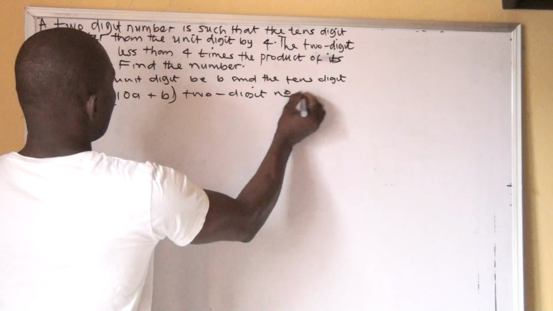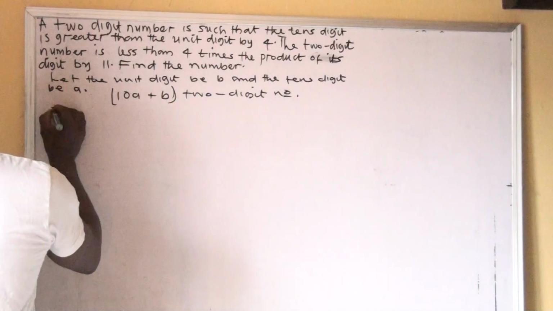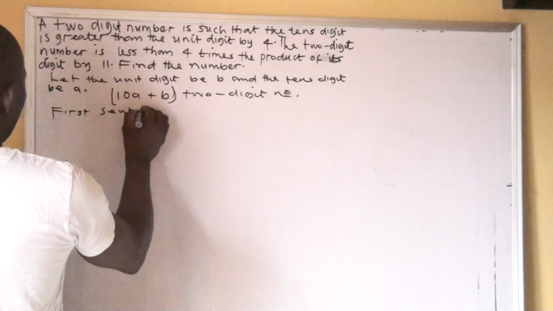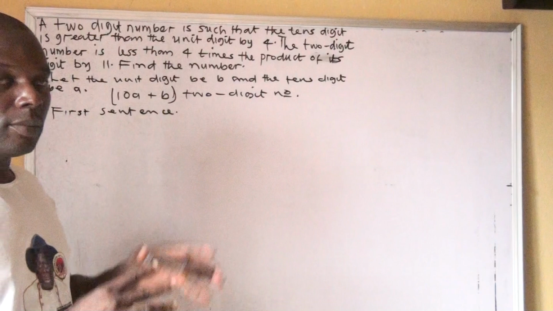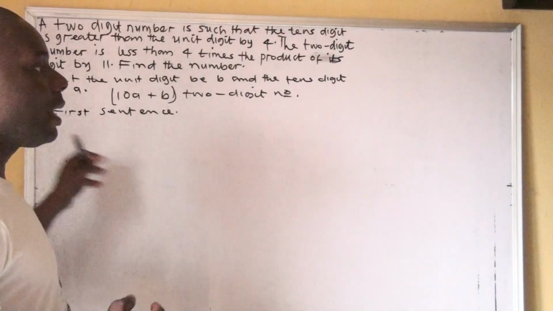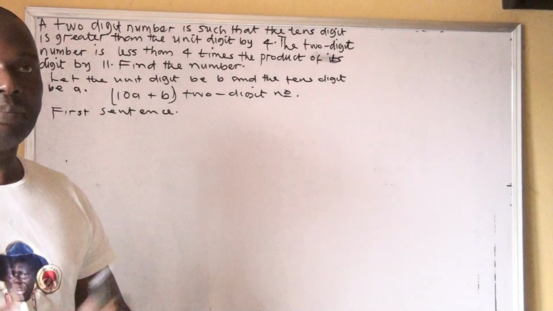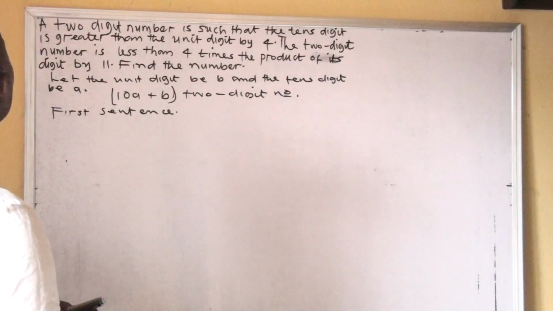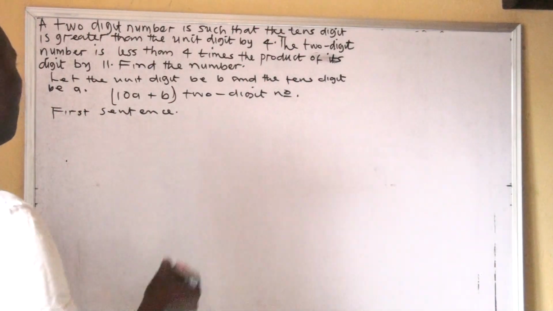Now, first sentence. Let's interpret the first sentence. We're trying to transform a mathematical sentence into an algebraic equation. So the tens digit is greater than the unit digit by 4. That's the first sentence here.